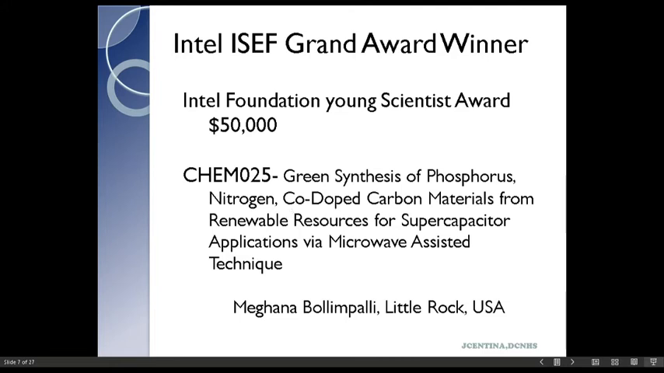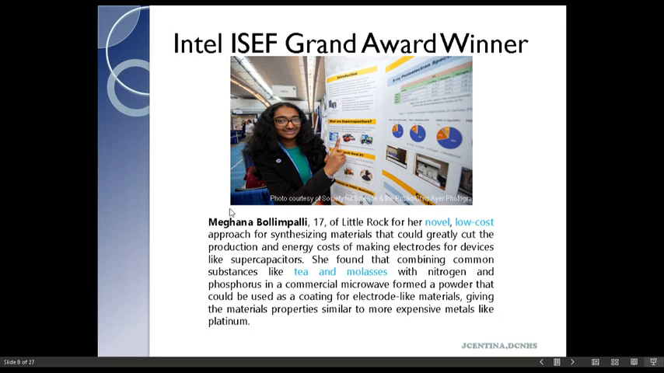Ibig sabihin ng green synthesis is that you can synthesize phosphorus and nitrogen in an environment friendly manner, no? And the application is supercapacitors. Okay? From Ghana Bolimpali, Little Rock, USA. Yeah. Let's read about her study, no?